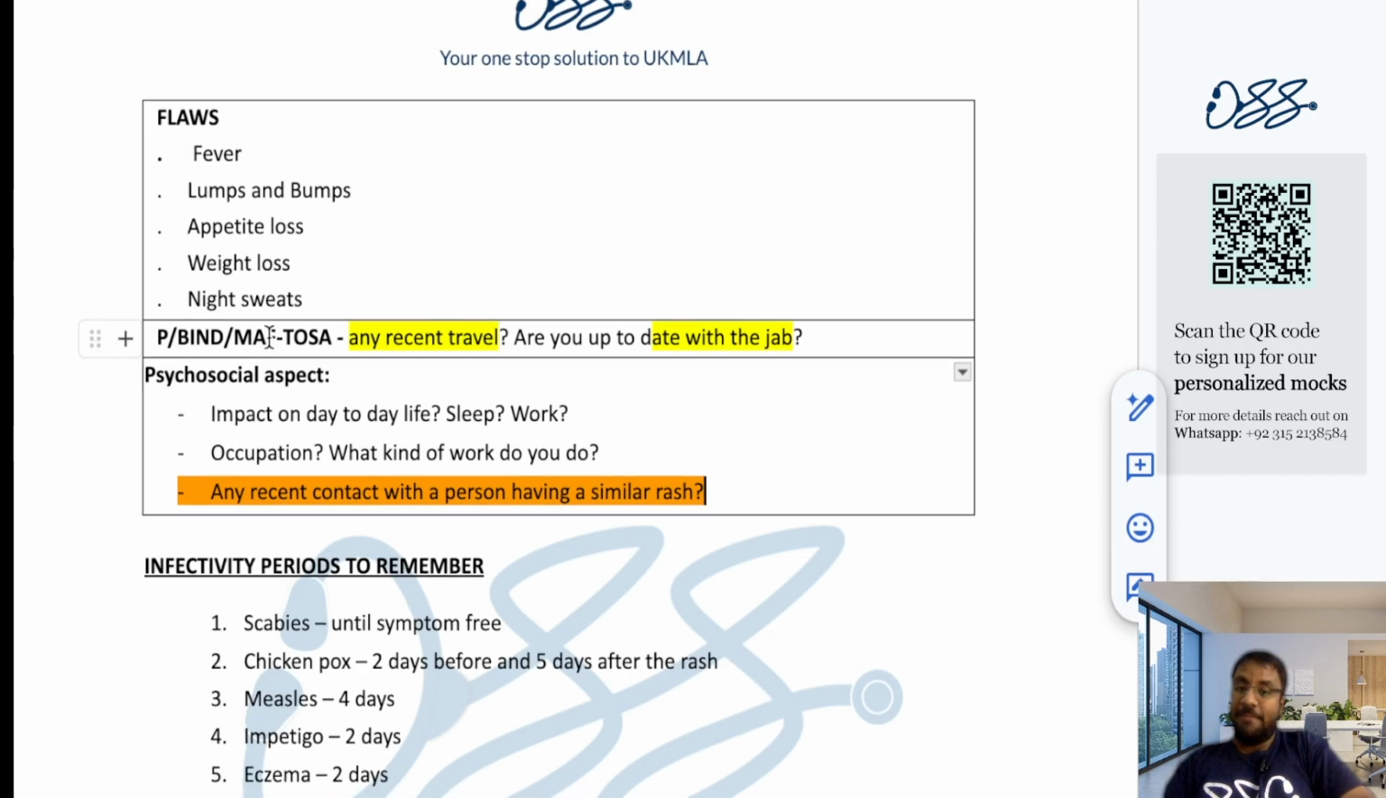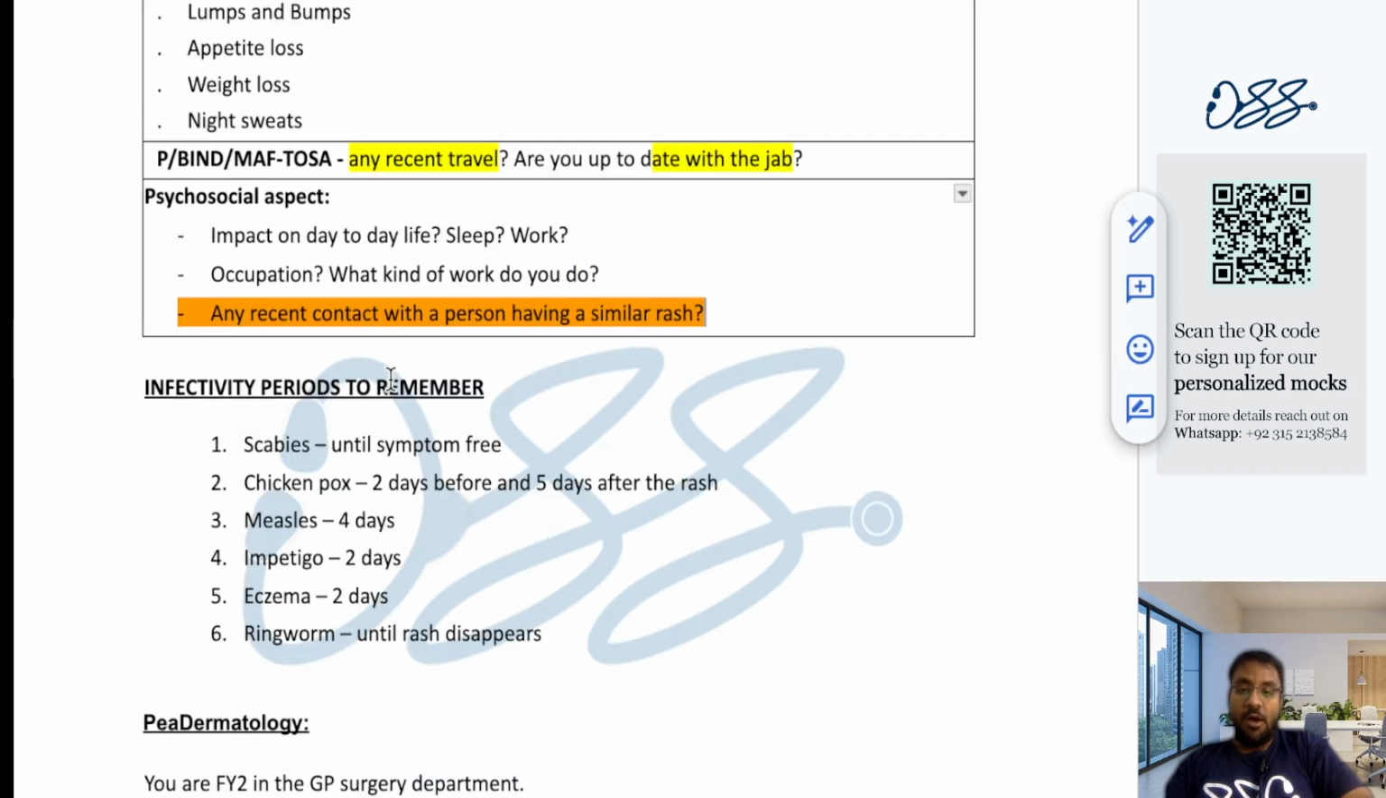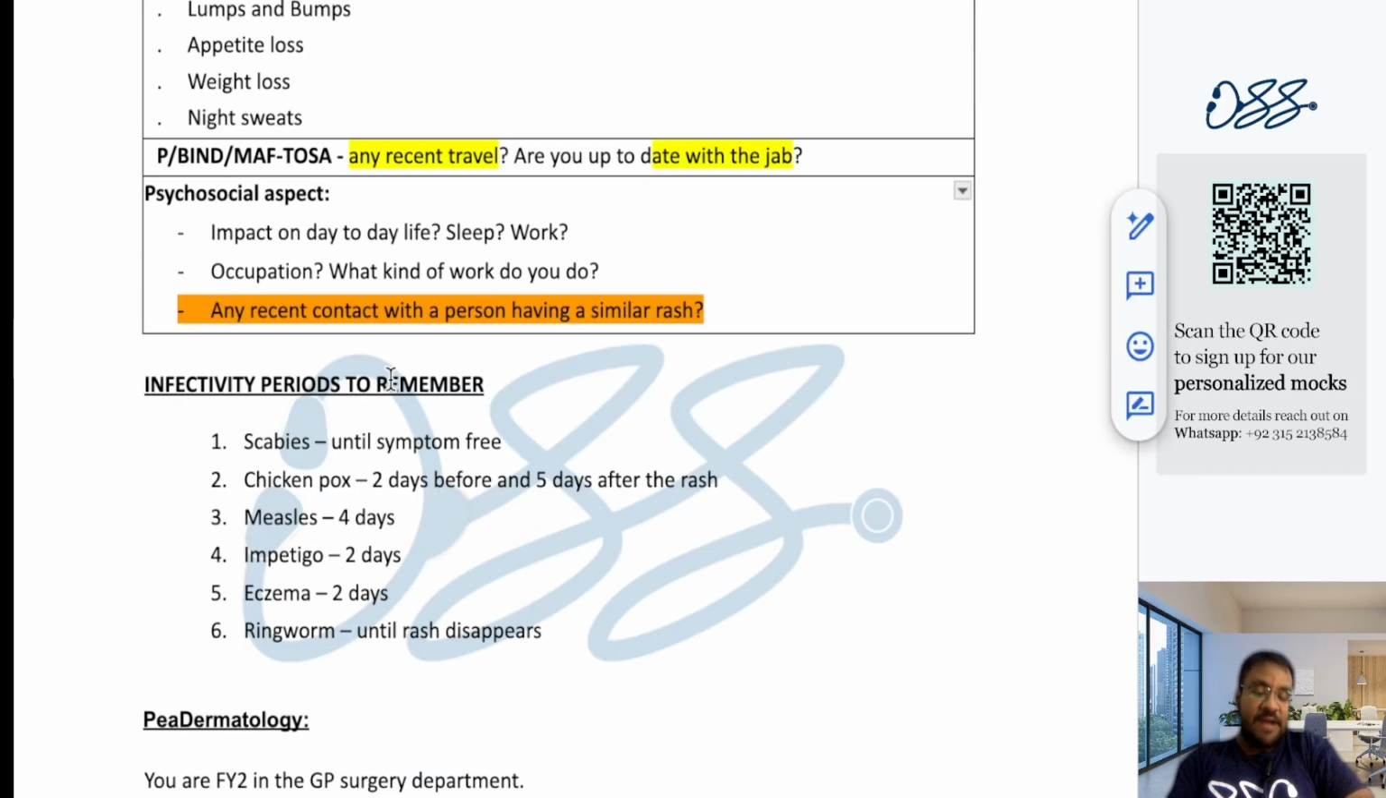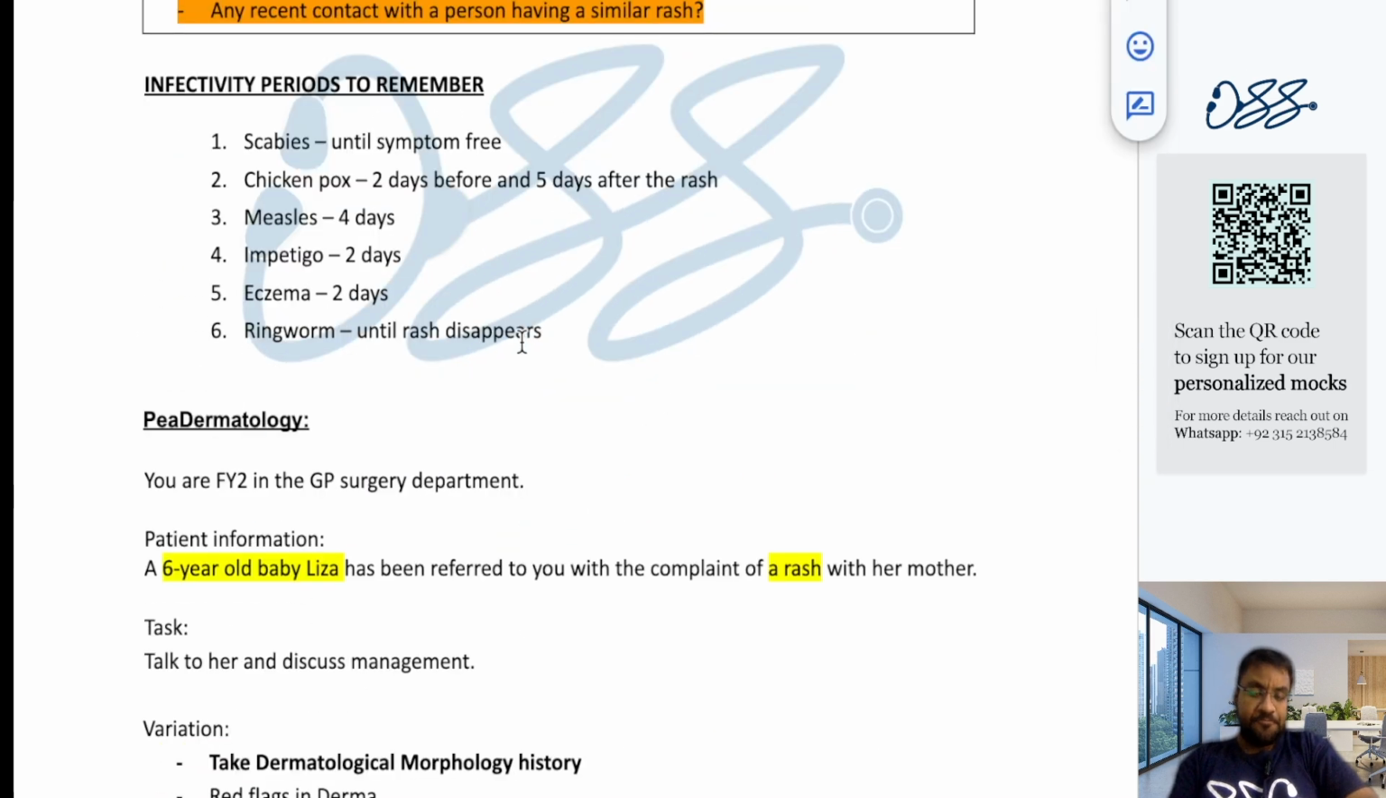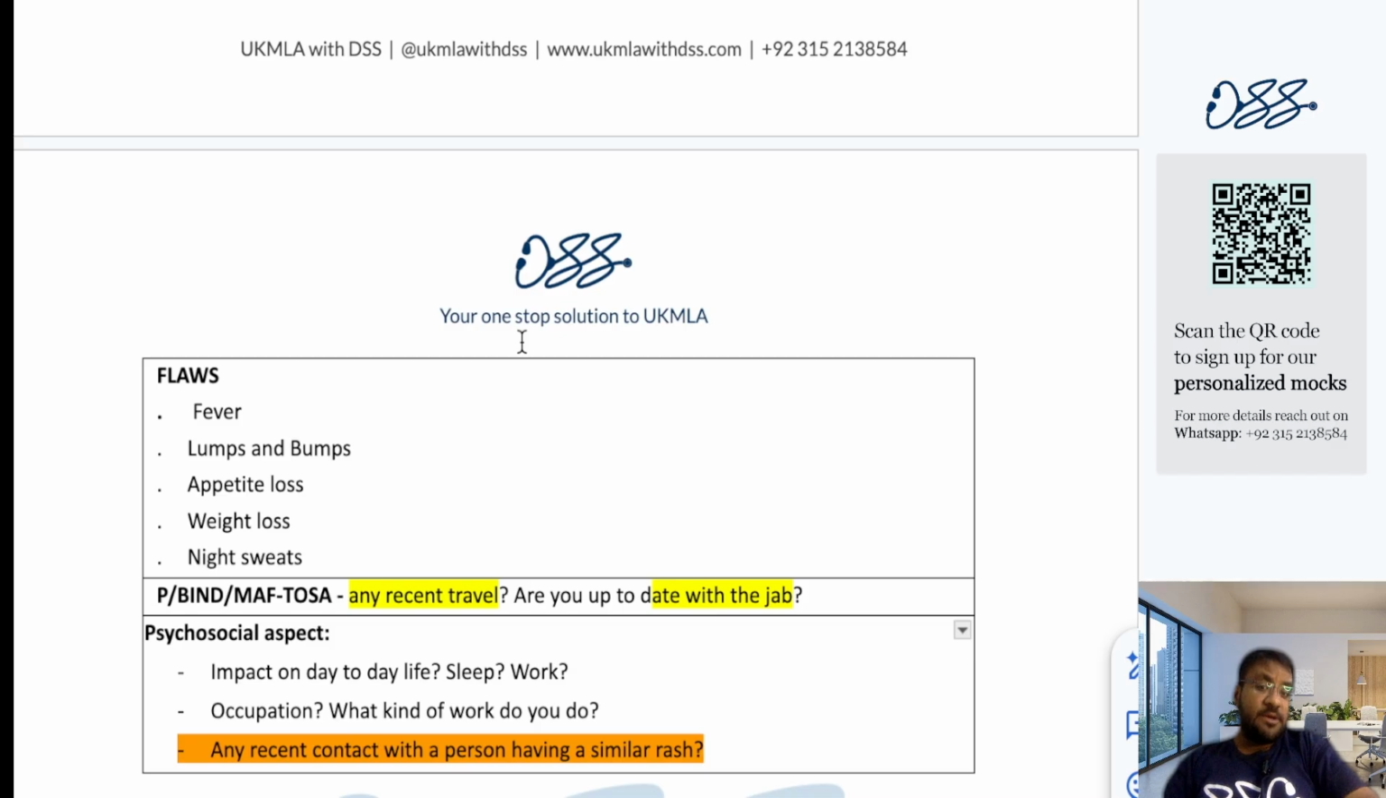You're going to do the P-BIND, MEFTOSA: P-BIND if it's a pediatric case, and the entire MEFTOSA if it's an adult case, and specifically ask about the travel history and the vaccination status of a patient in the pediatric group. Then the psychosocial aspect, what it is and why it is important to ask, and also make sure that you do the contact tracing as well. All right, so this is what the dermatology structure is.